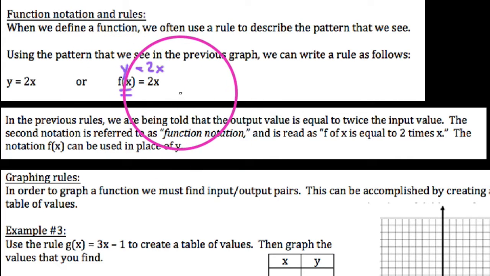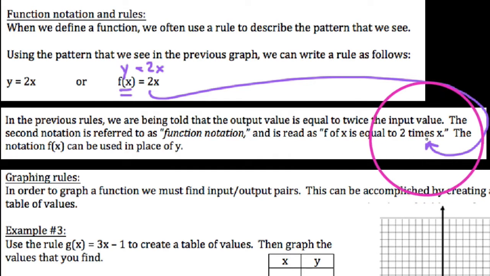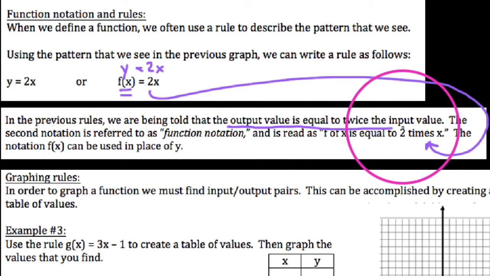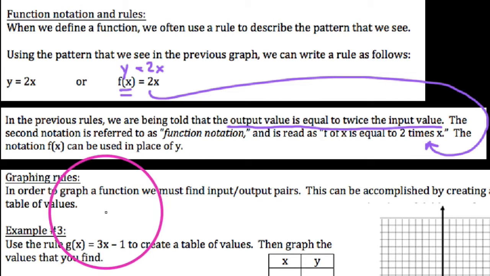So you would read this second notation here. This is called function notation, but we would say f of x equals 2 times x. And really what it's saying is that the output value is equal to twice the input value. So since we're going to use function notation and get used to that, let's go ahead and take a look at this example down here.